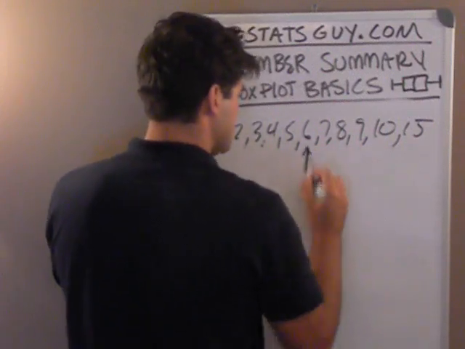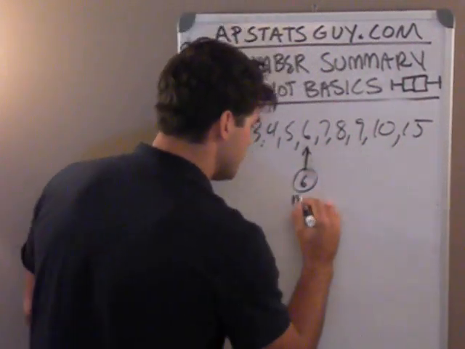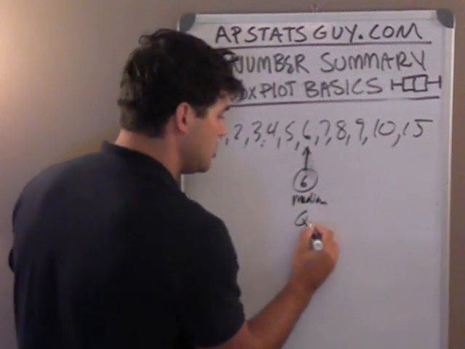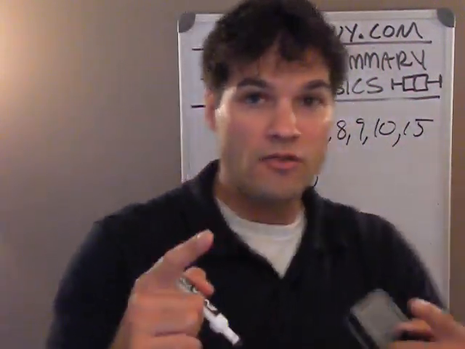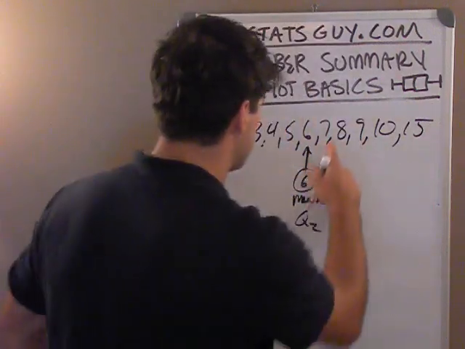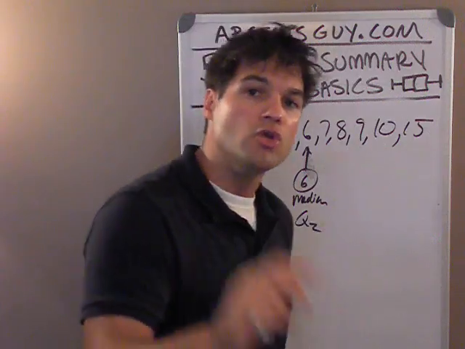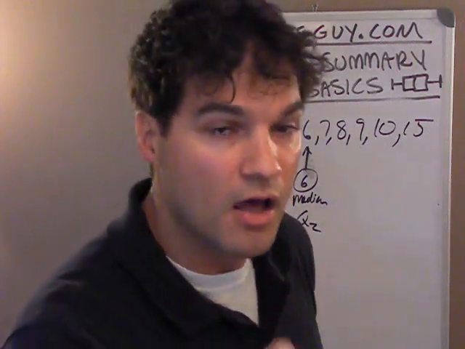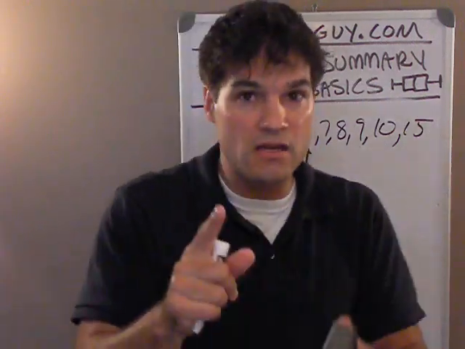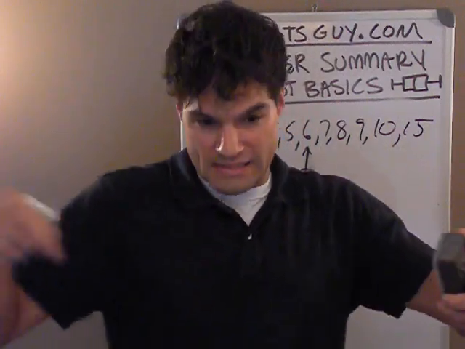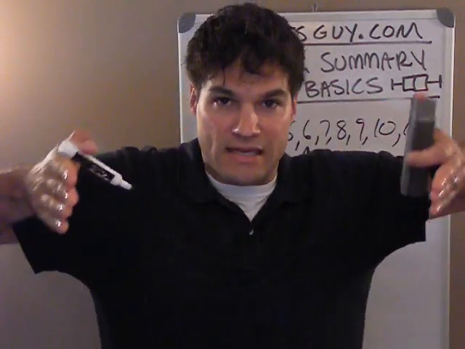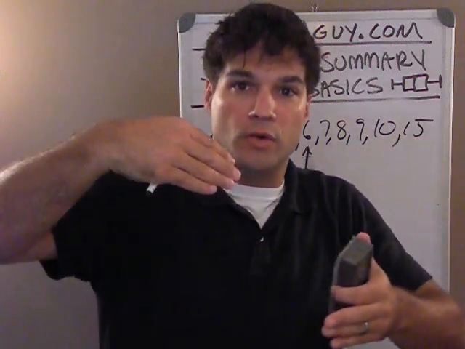Here it is, 6. That's my median. It's also known as Q2. Now, another way you can find the position, notice that that's in the 1st, 2nd, 3rd, 4th, 5th, it's in the 6th position. You can always find the position of the median by taking n, which is always the number of data values in the set, add 1 to it and divide by 2.